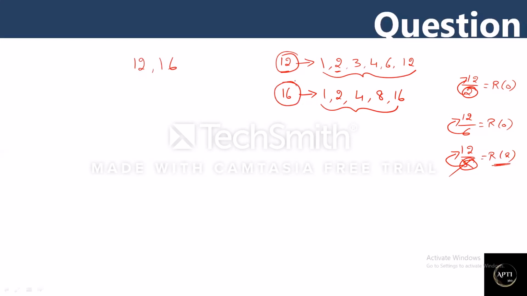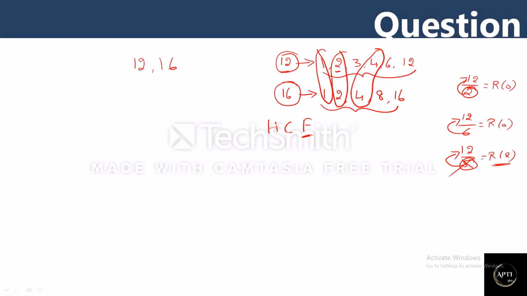Now we have clearly written the factors of 12 and 16. What are we going to find? The highest common factor, HCF. Here, how many common factors are there? We have one common factor and two common factors. We need to identify the common factors, so in total we have 1, 2, 4.